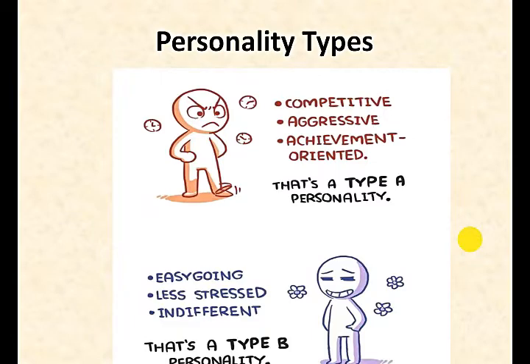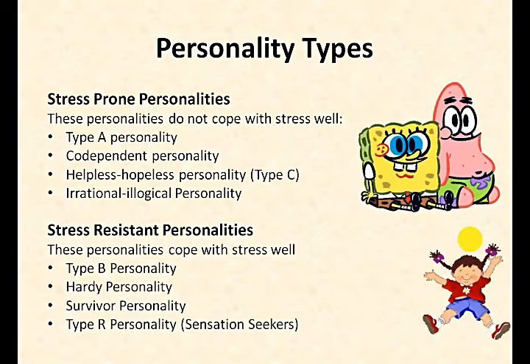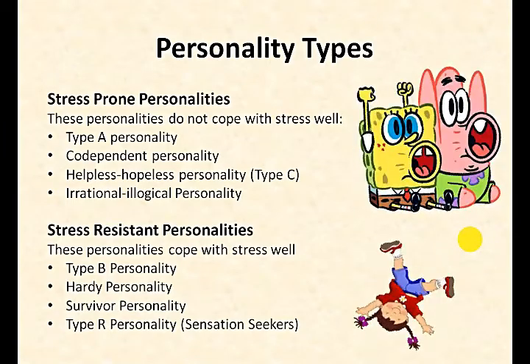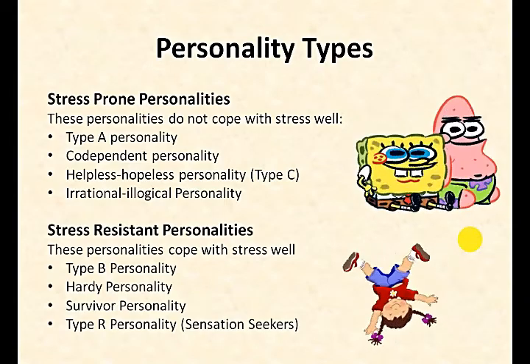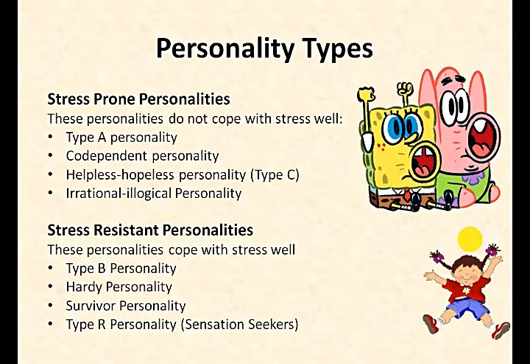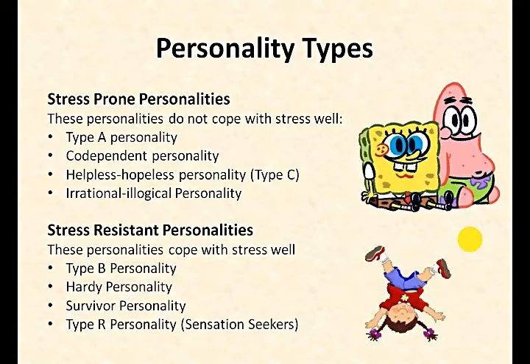Personality types: you can see many more types here. In this picture, type A personalities and type B personalities. Stress prone personalities do not cope with stress well. Type A personality, codependent personality, helpless-hopeless personality, that is to say type C, and irrational, illogical personality. These are stress prone personalities.